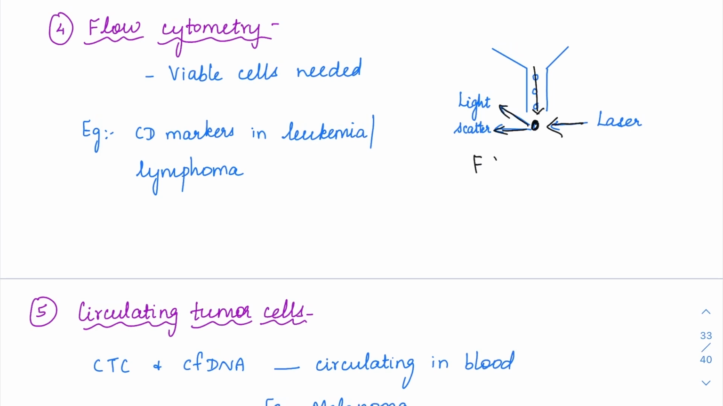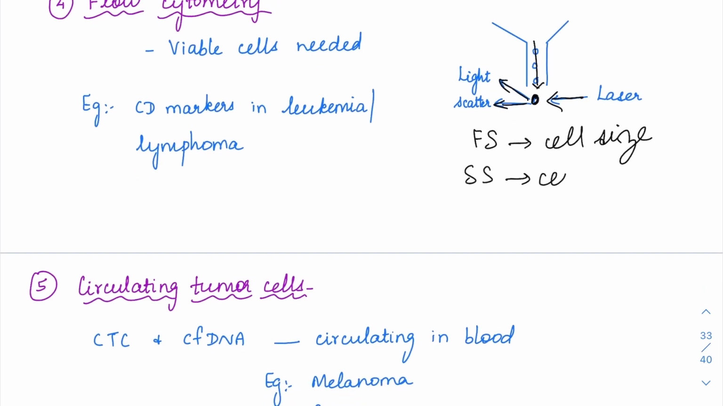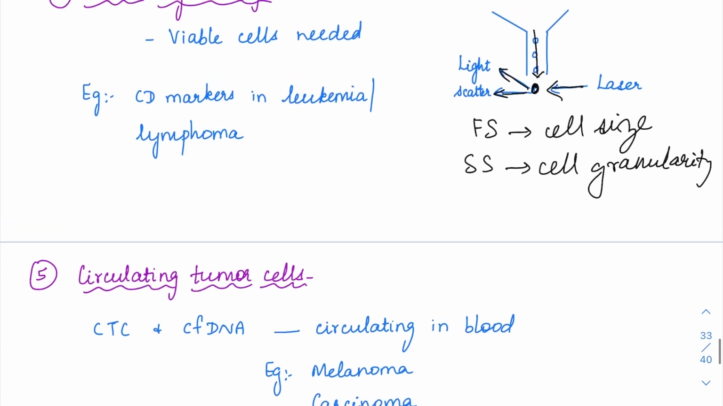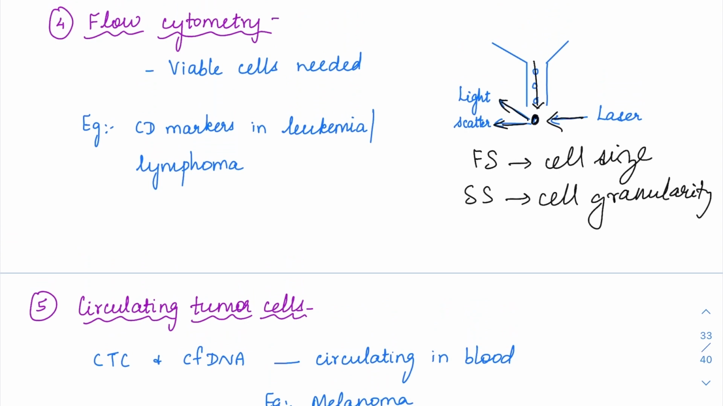Forward scatter denotes the cell size. Based on the cell size, the amount of forward scatter is detected. The side scatter determines the cell's content inside, basically the density of the cell, the cell's granularity. This flow cytometry is especially used for detecting leukemias and lymphomas. There you can use the various CD markers also, and based on side scatter and forward scatter, we can determine the size of the cell and the granularity of the cell.